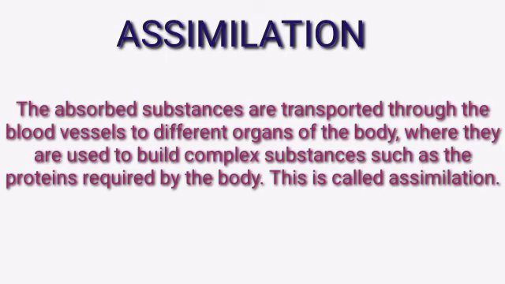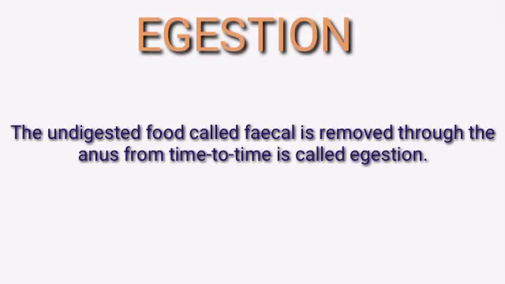Assimilation. The absorbed substances are transported through the blood vessels to different organs of the body, where they are used to build complex substances such as the proteins required by the body. This is called assimilation. Egestion. The undigested food, called feces, is removed through the anus from time to time; this is called egestion.